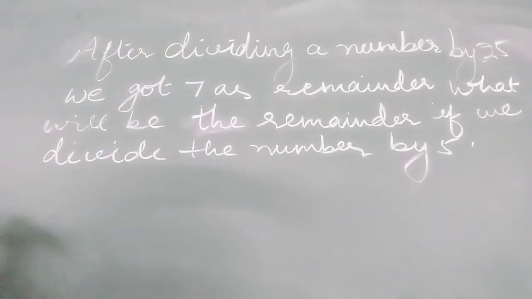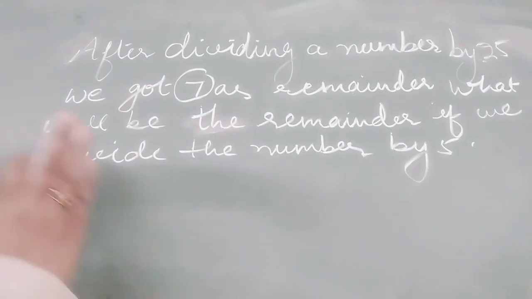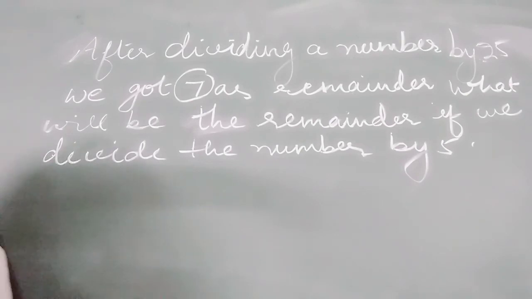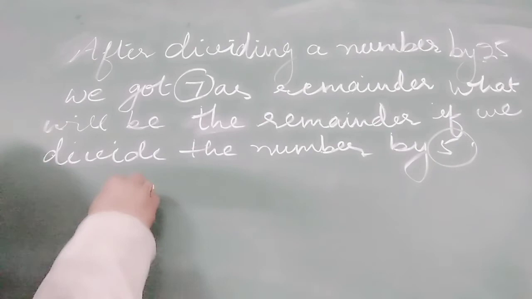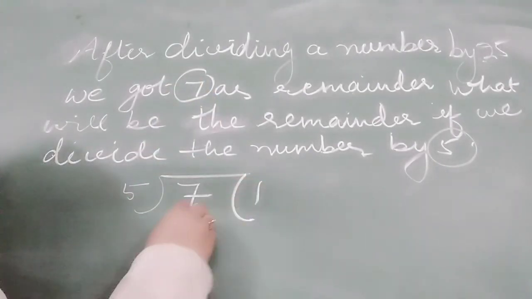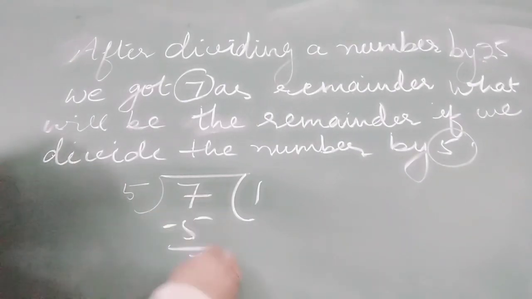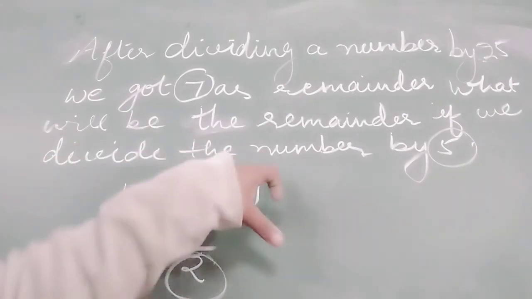After dividing a number by 25, we got 7 as the remainder. Then what will be the remainder if we divide the same number by 5? For that, what do we have to do? What was the remainder when dividing the number by 25? 7. Now we have to find the remainder if we divide the number by 5. So we divide this remainder by 5. What is the remainder? 2. So 2 will be the remainder when we divide the same number by 5.